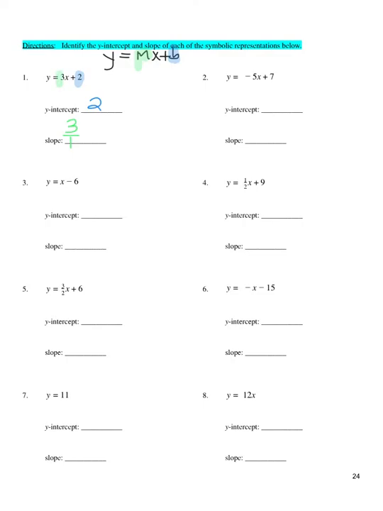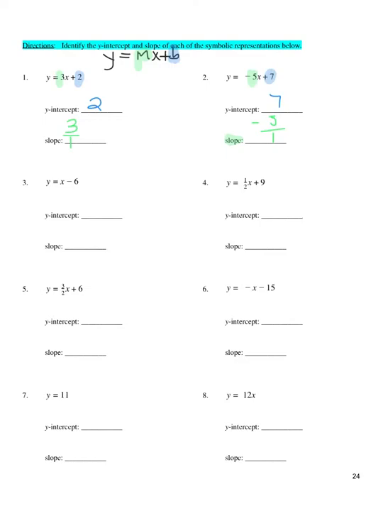All right, let's try the next one. Y is equal to -5x plus 7. So instead of having an m, I have a -5. So that means that my slope is equal to -5 over 1. Instead of having a b here, I have a 7. So my intercept is 7.